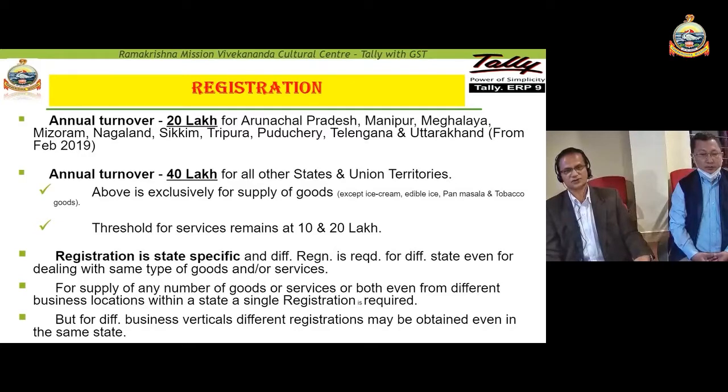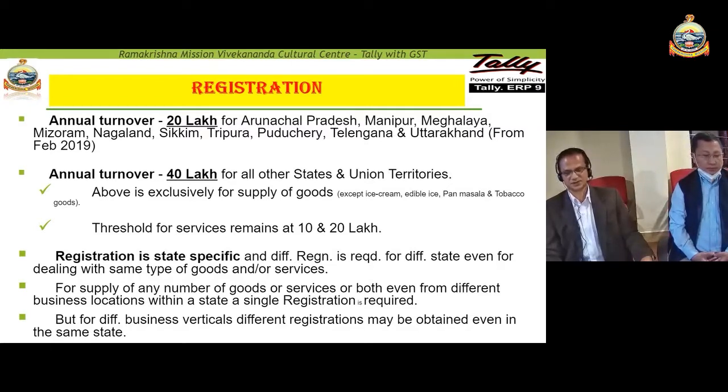And the threshold limit for supply of services is 10 lakhs or 20 lakhs. It is 10 lakhs for the special category states, as I said: all the northeastern states excepting Assam, and it also includes Sikkim, Puducherry, Telangana, and Uttarakhand.